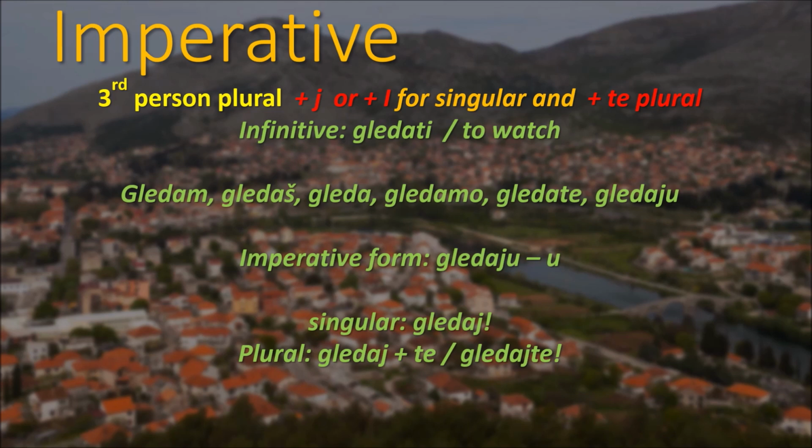Okay, so to form an imperative from this verb, we will look at this last conjugation for the third person plural, which is gledaju. And then to form it, we will deduct this u from it. So then we're left with gledaj, and that is our singular imperative. So it's simply gledaj, watch. For plural, we need to use that singular gledaj, and then we will add te, and we have gledajte. You guys watch, or for a formal person, you can say watch in this way.